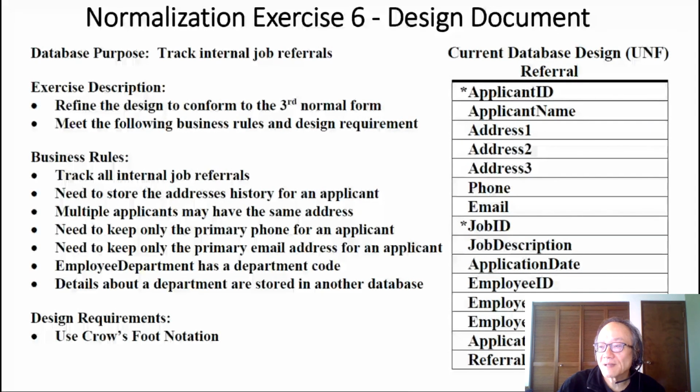In this exercise, we are designing an internal job referral database. Here is the design document. We are going to use the crow's foot notation, and we will normalize our design to the third normal form. Pay very close attention to the business rules.